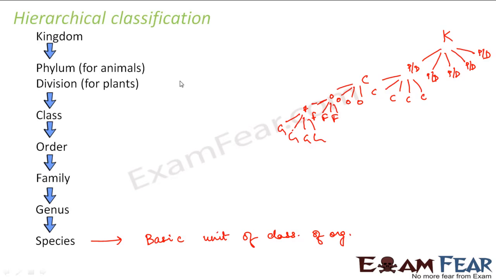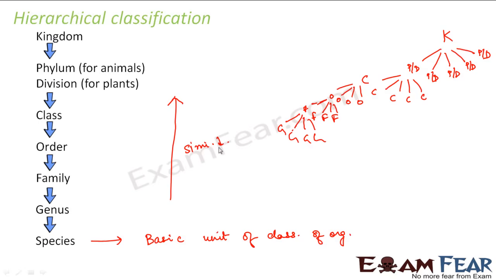Now we see that as we go up in this hierarchy, the similarities between the organisms decrease. What does that mean? That means that organisms which are of the same species have a lot of similarities among themselves. Organisms which are of the same genus, even though they are of different species, have lesser similarities.